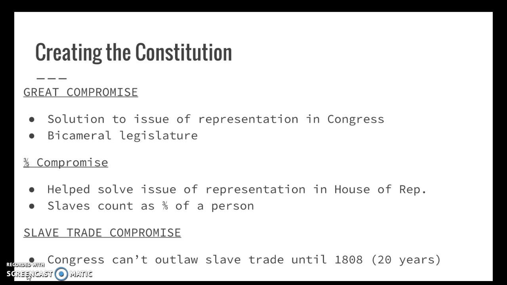But there was another compromise they had to make, the Three-Fifths Compromise. Now that we have a bicameral legislature, we know that in the House of Representatives, the number of representatives each state gets is based on how many people live in your state.